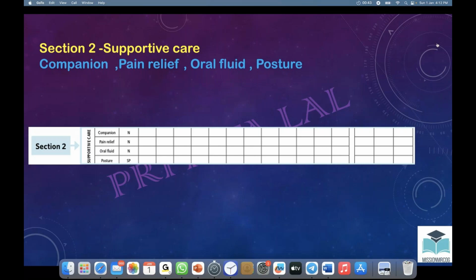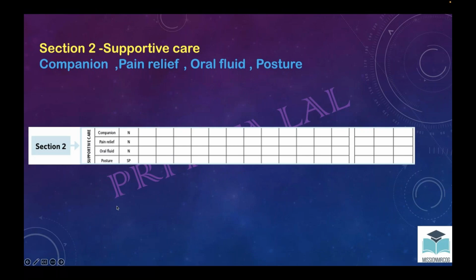Okay, fine. So coming to the second section of the Labor Care Guide, this has been added new. This was not there in the partogram. So supportive care includes companion, pain relief, oral fluid, and the postures. So this is section 2 of the Labor Care Guide.